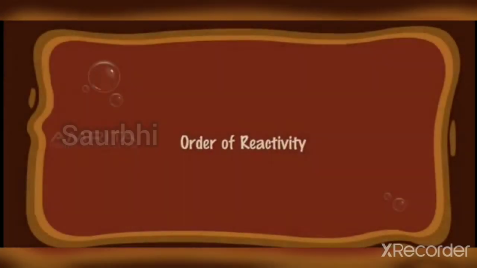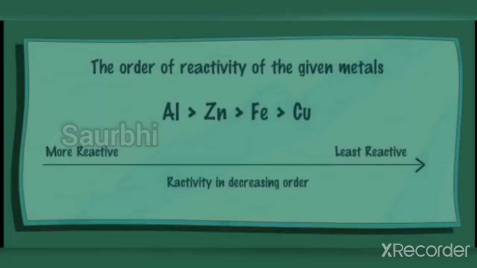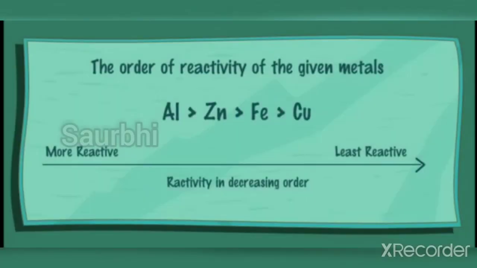Order of reactivity. From these reactions, we can infer that iron is able to displace copper from its salt solution, zinc is able to displace iron and copper from their salt solutions, and aluminium is able to displace zinc from its salt solution.